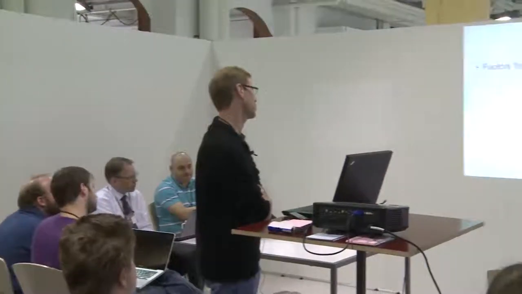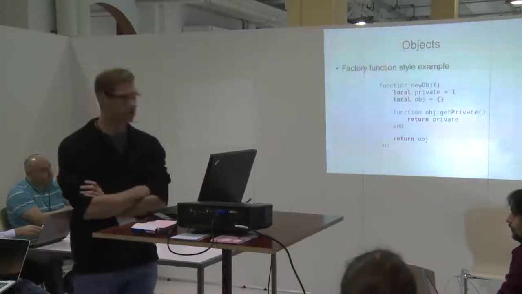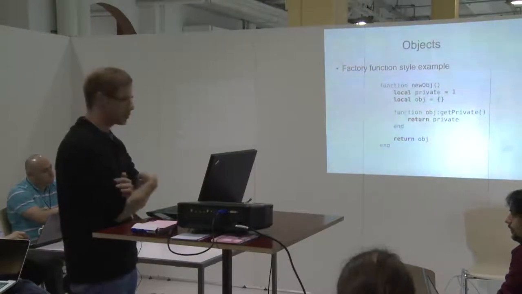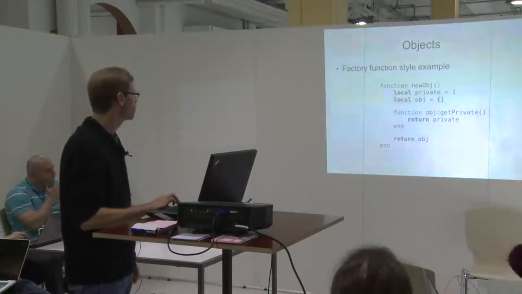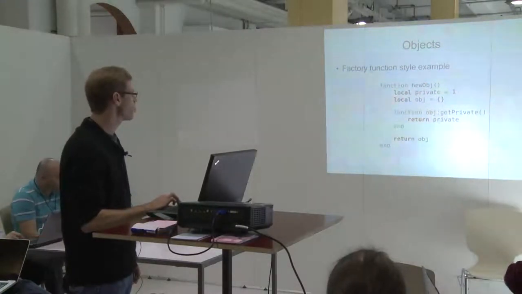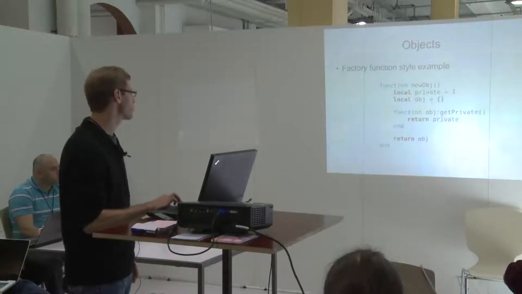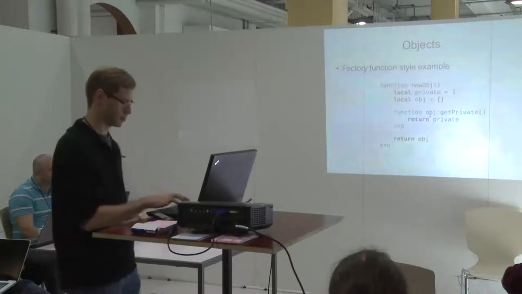So this is an example of creating an object in Lua in one particular style. We've just got a factory function which isn't actually part of the class. So we create a table which will become the object. Then we create a closure method which will return a private variable, and the private variable is in the enclosing scope. And then we return the object that we just created, which will contain this getPrivate method. So does that make sense to everyone? I'll take that as a yes.